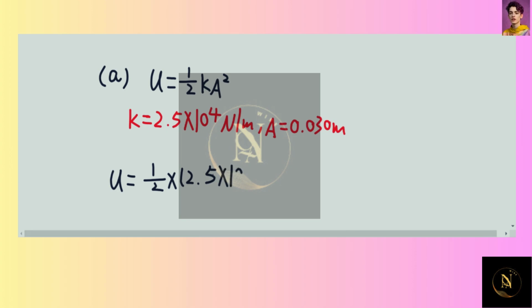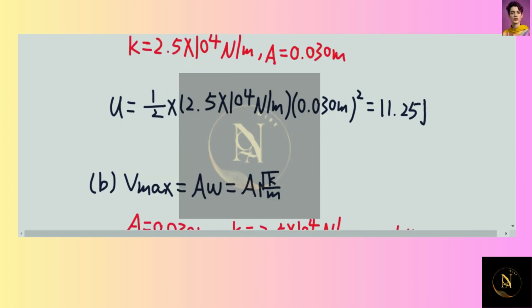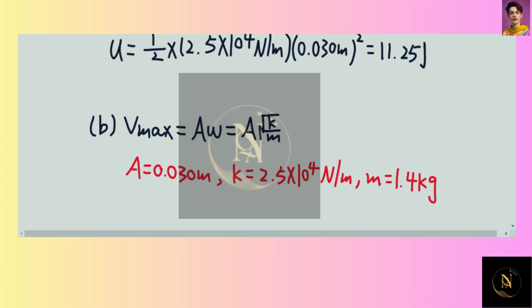times 10 to the power 4 Newton per meter, and then times 0.030 meter squared. And this will give us the total energy of the system is about 11.25 Joule. And the next question was asking us the maximum speed.